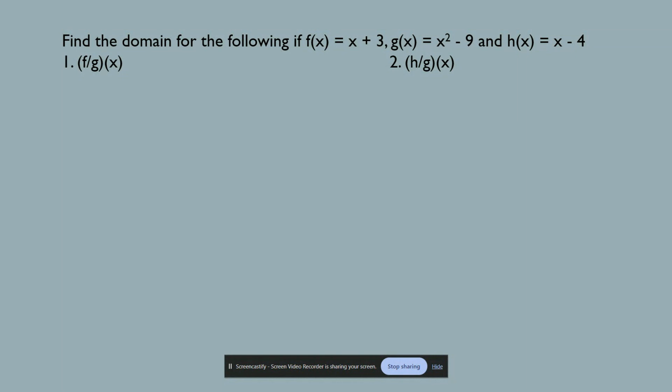So here they're telling you f over g of x. Now let's break that down as f of x over g of x. After we have broken it down to two different functions, let's plug in the actual equations here. So the f of x is giving you x plus 3, so why don't we just put that in? And the g of x is x squared minus 9.